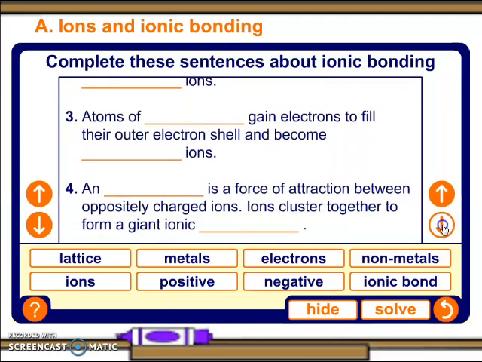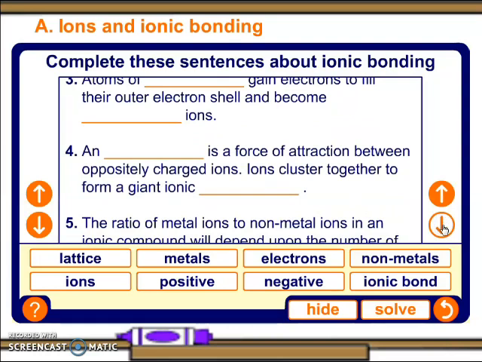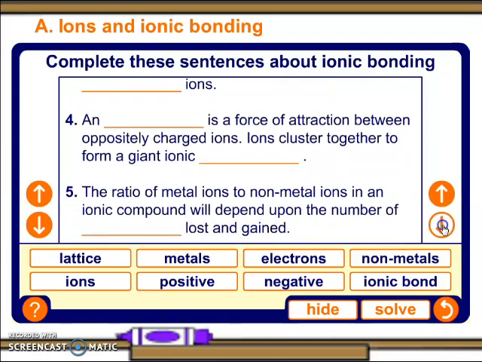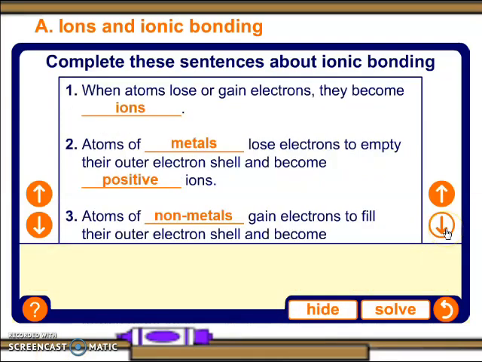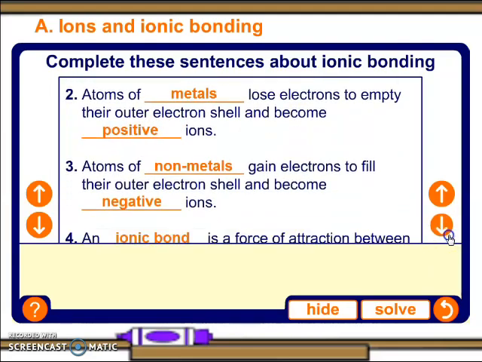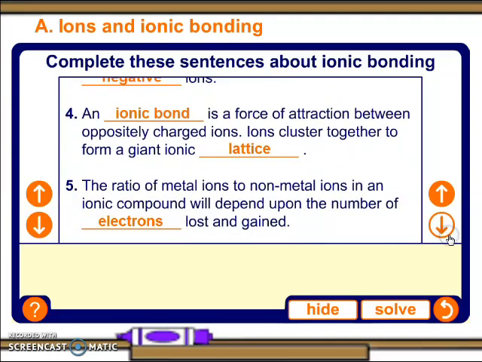4. Blank is a force of attraction between oppositely charged ions. Ions cluster together to form a giant ionic blank. And number 5, the ratio of metal ions to non-metal ions in an ionic compound will depend on blank loss and gain. The correct answer for number 1 is ion, number 2, metal and positive, 3, non-metals and negative, 4, ionic and lattice, and number 5, electrons.